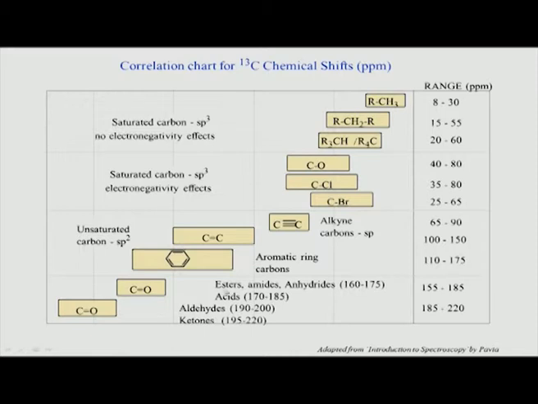Then come the very important carbonyl groups. The carbonyl groups, remember, can be part of any of these: it can be an ester, an amide, an anhydride, a carboxylic acid, or a carboxylate. So, you see there is a very clear distinction in this whole zone: esters, amides and anhydrides come somewhere in this range, and if you go a little bit downfield, you have the carboxylic acids, which come in this range.